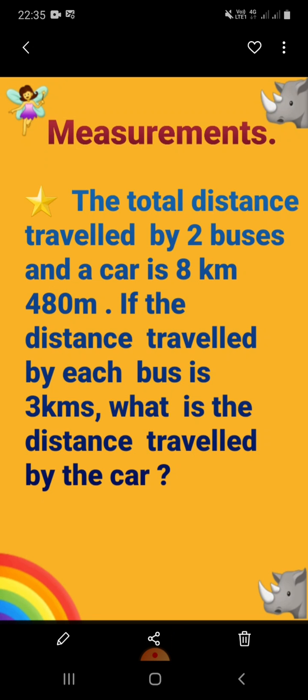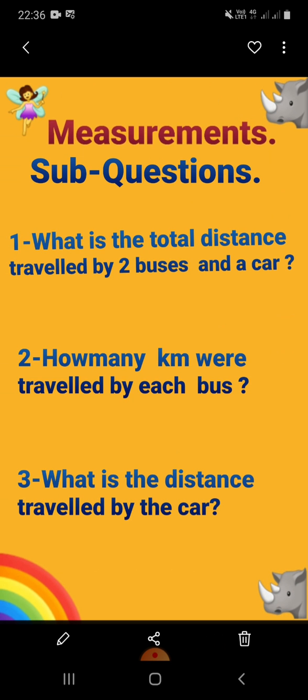This is the question. To understand this question better, there are some sub questions for you. What is the total distance travelled by 2 buses and a car? Question number 2. How many kilometers were travelled by each bus? And question number 3. What is the distance travelled by the car?